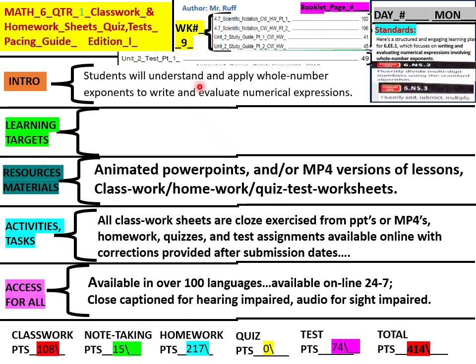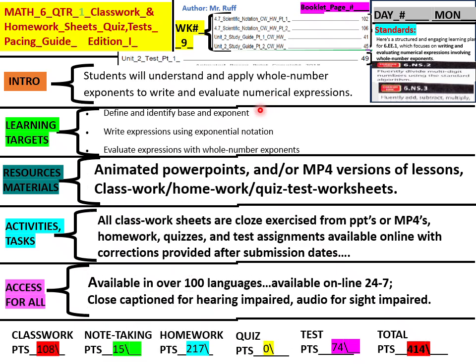And then our intro to this, students will understand and apply whole number exponents to write and evaluate numerical expressions. And then our learning targets will be define and identify base and exponent, write expressions using exponential notation, and evaluate expressions with whole number exponents. Resources, materials, animated PowerPoints, and MP4 versions of lessons, classwork, homework, quiz, tests, worksheets. Everything is on animated PowerPoints and video.